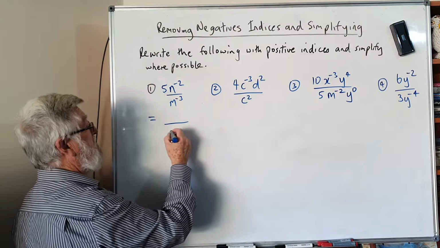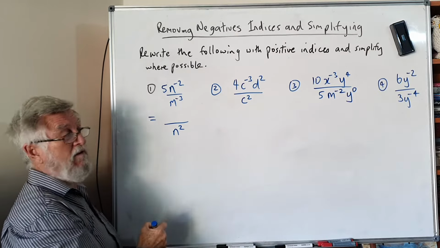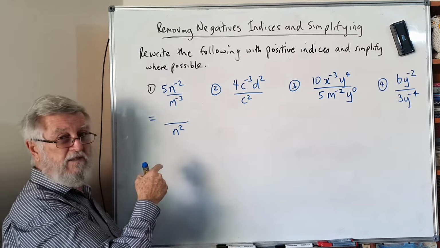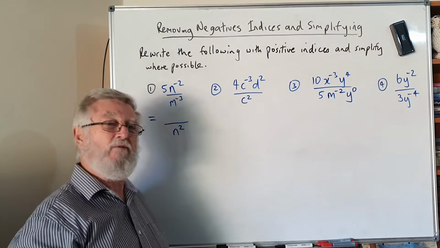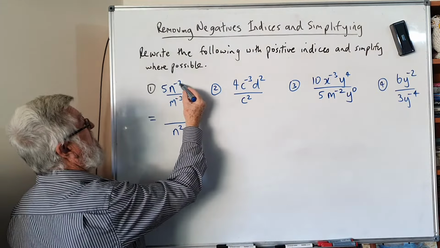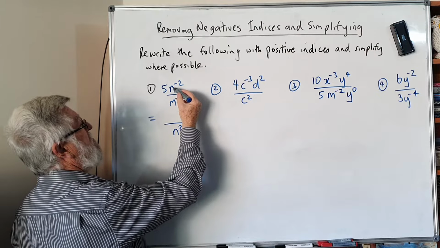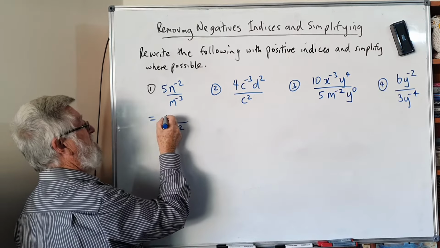So the n to the minus 2 goes to the bottom. The 5 didn't get affected though. A lot of people will move that 5 to the bottom because they sort of understand the rules, but they don't really. So the minus 2 is only affecting the n, it's not affecting the 5. So the 5 stays there.